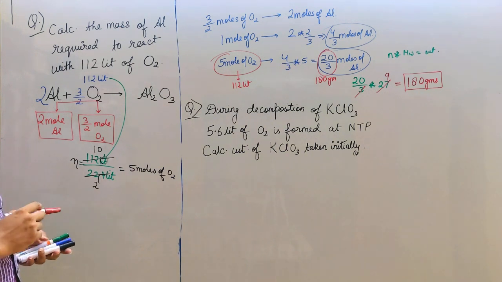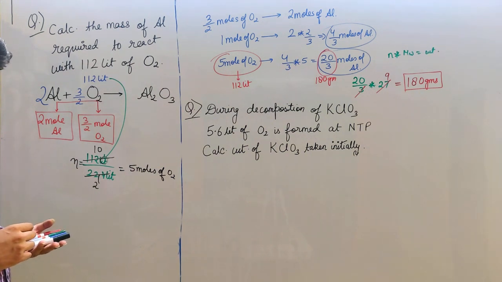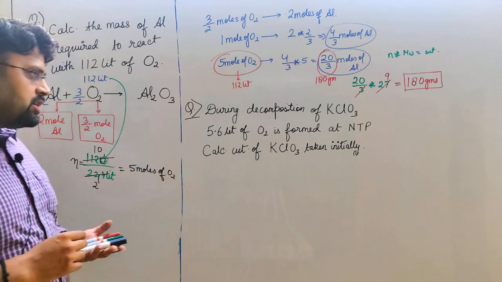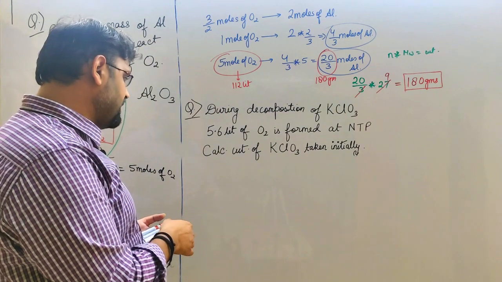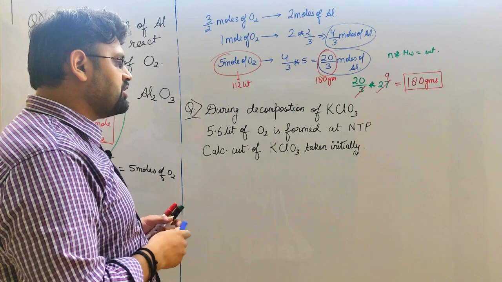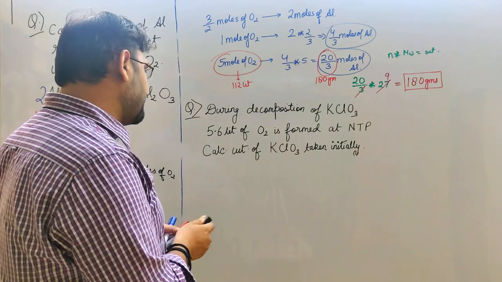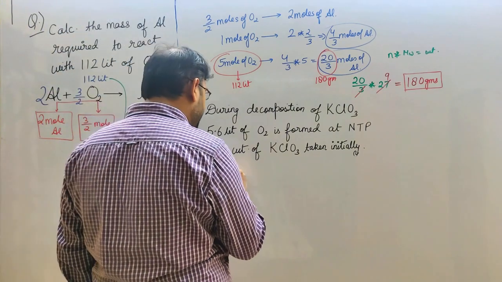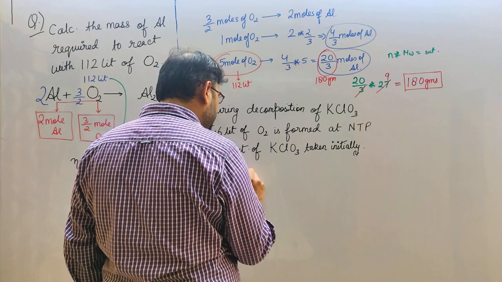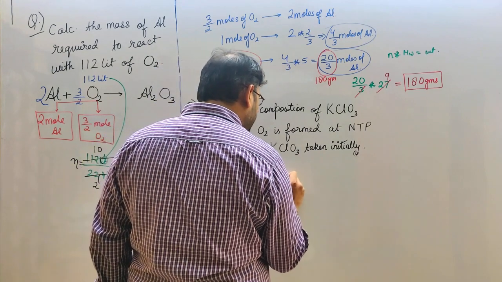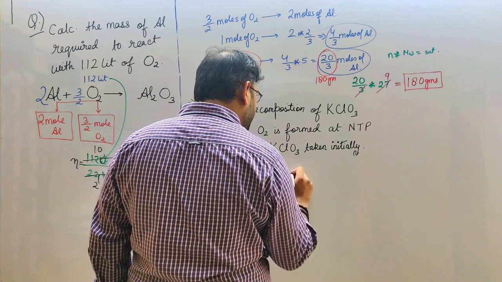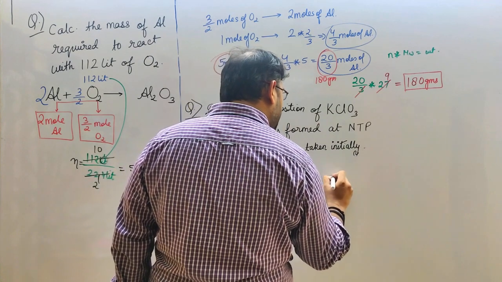Then we'll see the next question if you are clear with this. Next question says, during decomposition of KClO3, again the equation will not be given, you should know. So decomposition of KClO3 means breakdown. So KClO3 when heated breaks down into KCl plus oxygen.